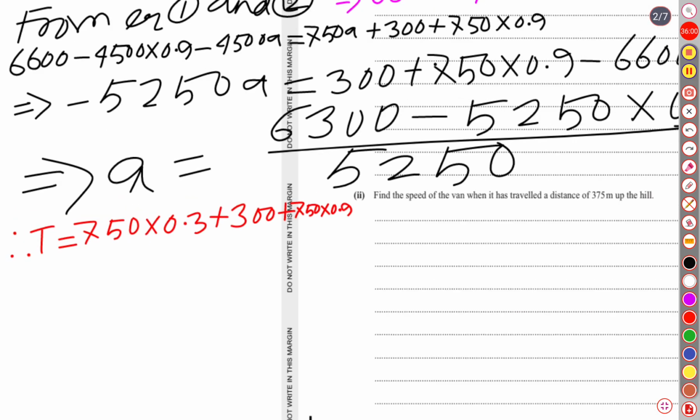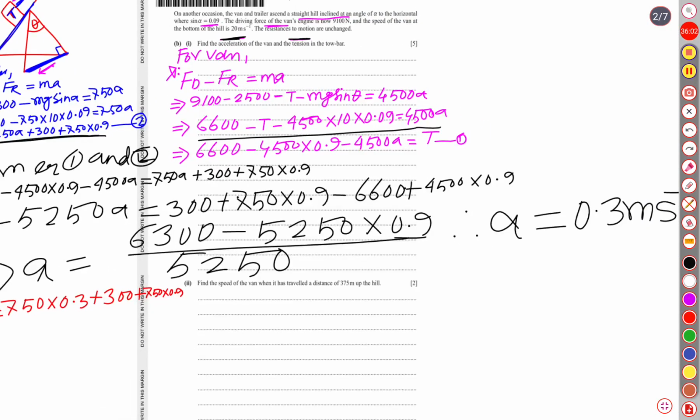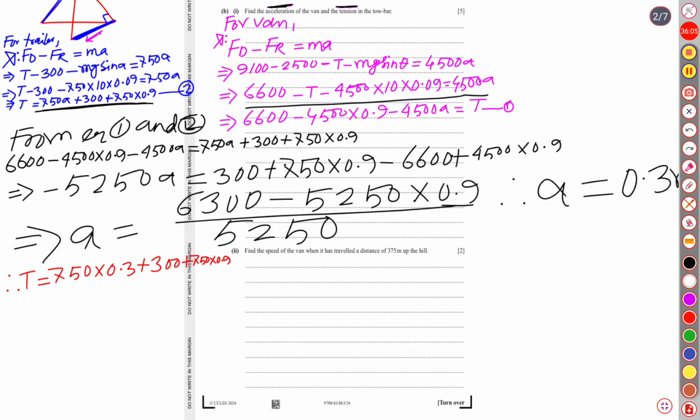Hence our tension is going to be, 750 into 0.3 plus 300 plus 750 into 0.9, equal to 1200. So our tension in the string or tow bar is 1200 Newton. This is the final part of the answer.